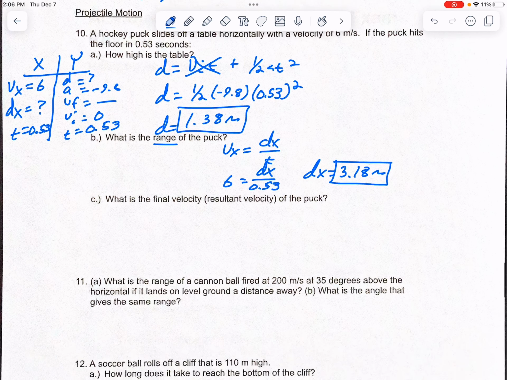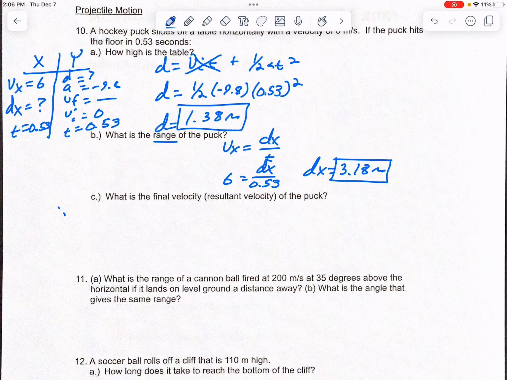C, what is the final resultant velocity? Well, what's the resultant velocity? That means when this puck is falling, it looks like this, which is made up of both horizontal and vertical components. So resultant means you're looking for the hypotenuse and the angle. Well, you know your horizontal velocity, that's 6, it's never going to change. But we don't know this final velocity whenever it hits the ground.